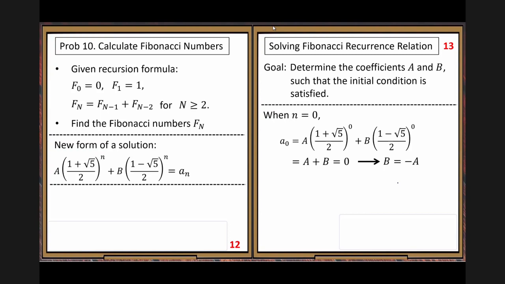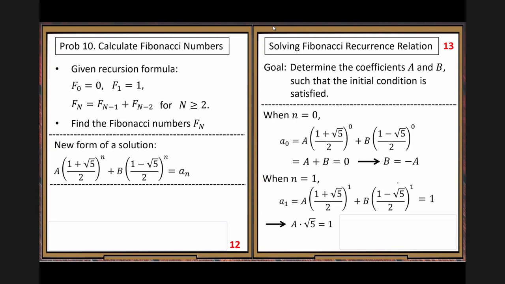Let's plug in n equals 1. After simplification, because we can replace B by minus A, A times root 5 equals 1. So A equals 1 over root 5. Then B equals negative 1 over root 5. Then let's put capital A and capital B back into our original new form.